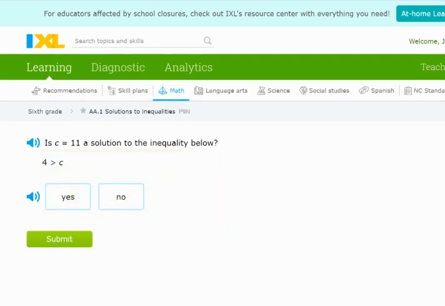The next problem, it says, is c equals 11 a solution? So I'm going to write 4 is greater than c. And I'm going to say 4 is greater than, and instead of a c, I'm going to put 11. And so clearly this is wrong because 4 is not more than 11. So I'm going to say no.